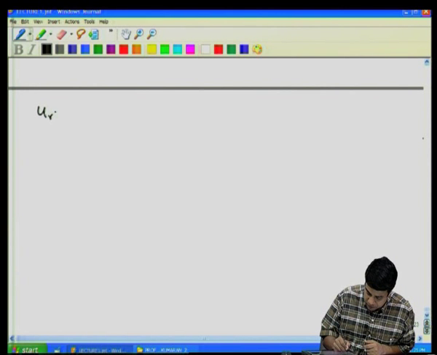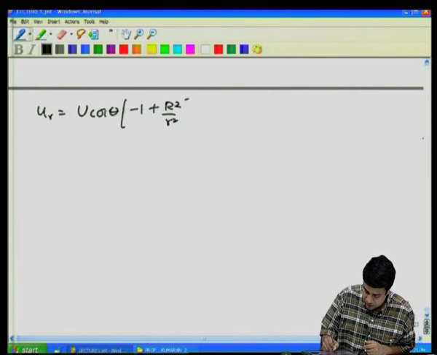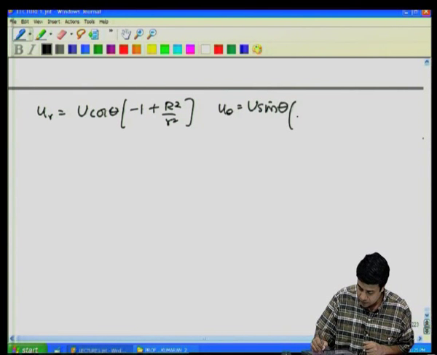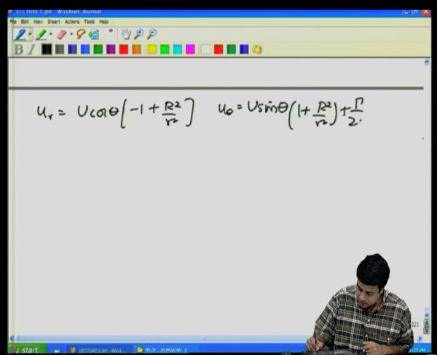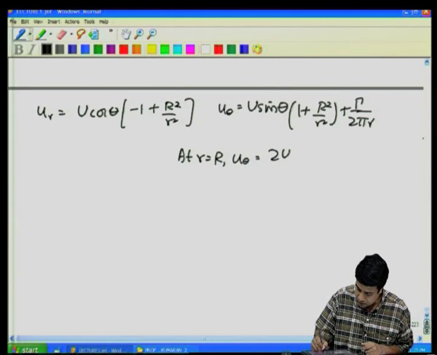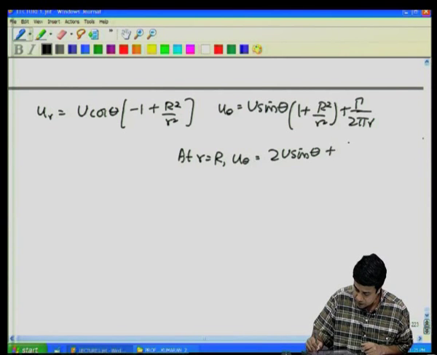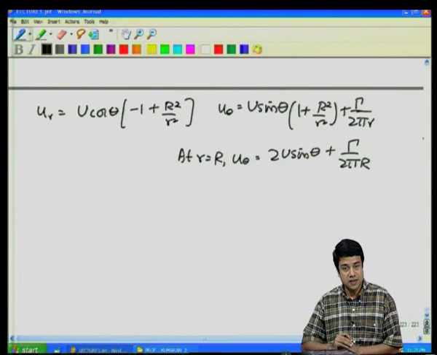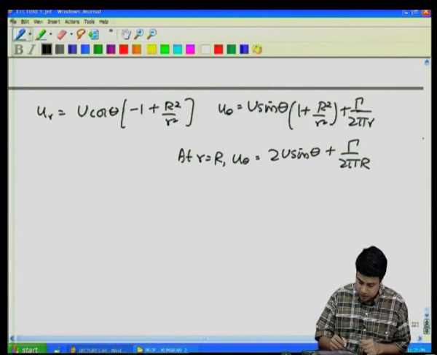I have once again u_r = u cos θ (−1 + R²/r²), and u_θ = u sin θ (1 + R²/r²) + Γ/(2πr). At r = R, u_θ = 2u sin θ + Γ/(2πR). Okay.